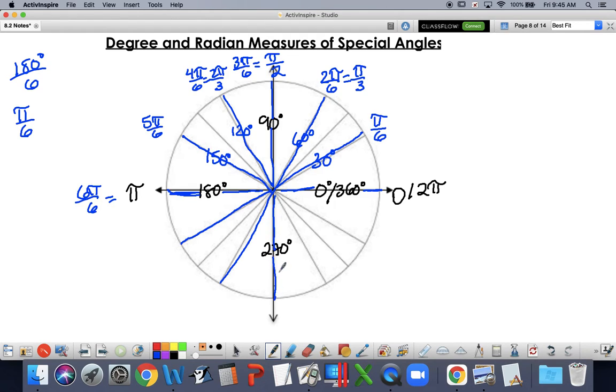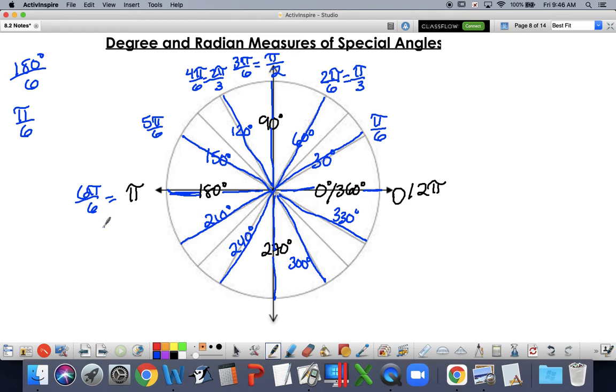So we're going to take the bottom half of pi and split that up as well. Let's make sure we have our degrees in here first. Each one of these pieces is 30 degrees. So as I go around, this is 210 degrees, 240 degrees, my 270 degrees, 300 degrees, 330 degrees.